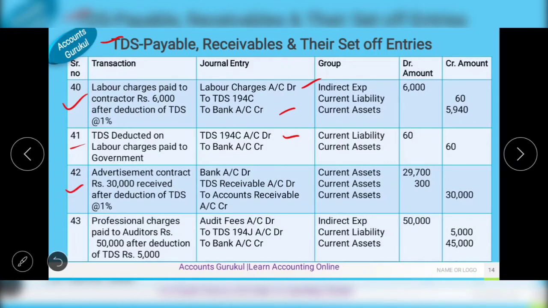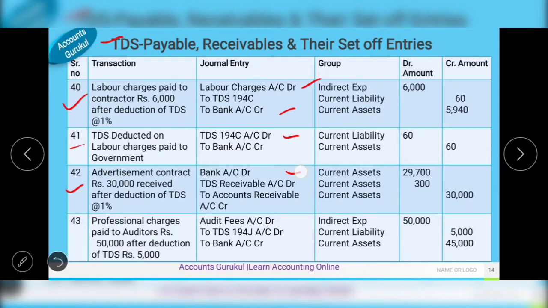Then the next, advertisement contract rupees 30,000 received after deduction of TDS at the rate 1%. एडवर्टाइजमेंट कॉन्ट्रैक्ट के लिए हम लोगों ने कुछ service provide की थी, और उसके ऊपर जो 30,000 का bill raise किया होगा, तो उसके against after deduction of TDS of 1%, the amount we received into the bank, and what entry we have to pass into the system.